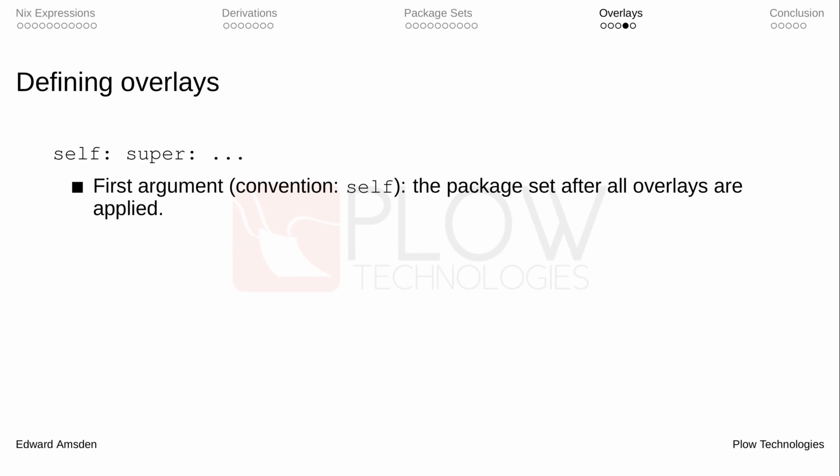And again, the first argument is the package set after all the overlays are applied, including the one that you're defining. What you want to do with this one is get your dependencies from it. If you need to explicitly specify dependencies, or mention the standard environment, you want to get them from it. If you're calling a package, you want to callPackage from this so that your dependencies get fulfilled from the result of applying all the overlays.